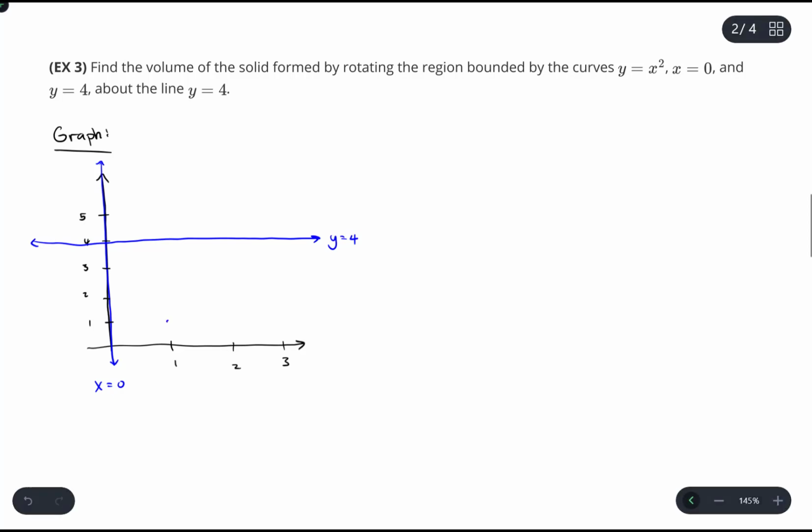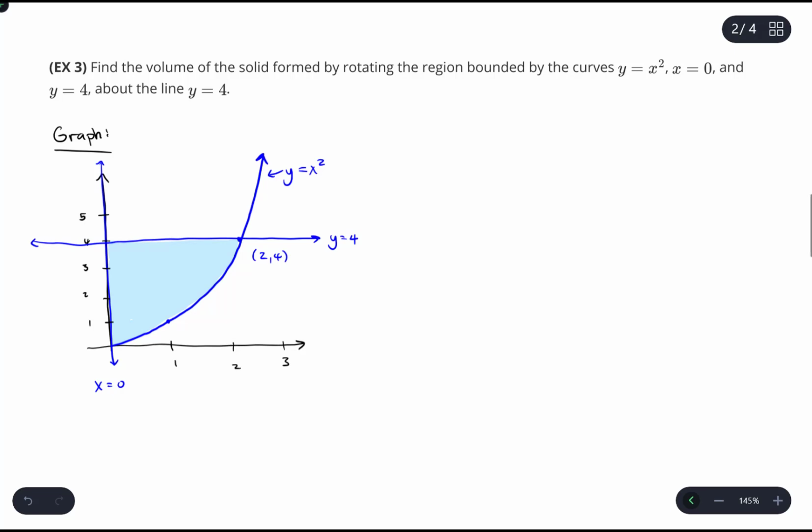All right, so 1, 1 would certainly be a point on x squared. 2, 4 would be as well, and that's actually the intersection, so I'm going to go ahead and label that. Okay, so there is y equals x squared. All right, now we can very easily see the region that is bounded here. So that is in between all 3 of these curves. Go ahead and just highlight that.